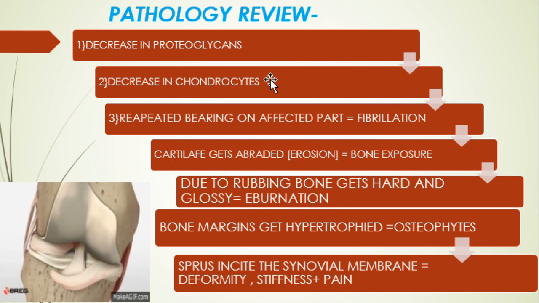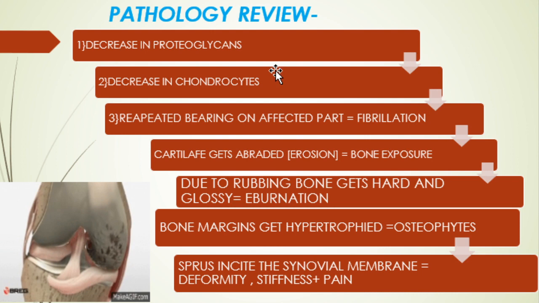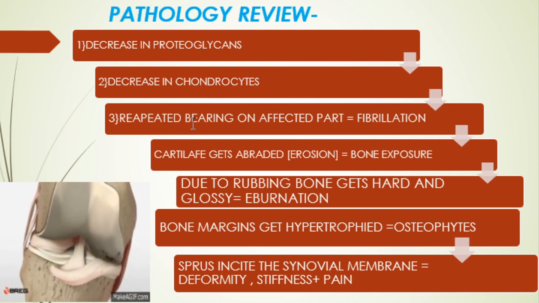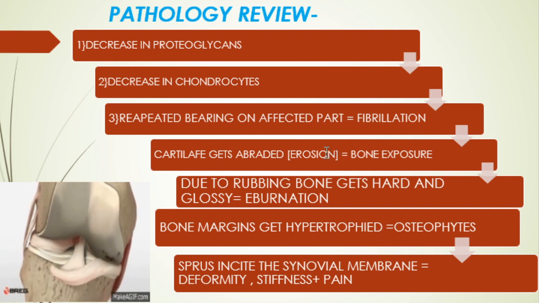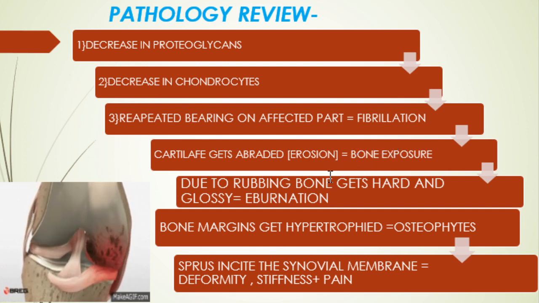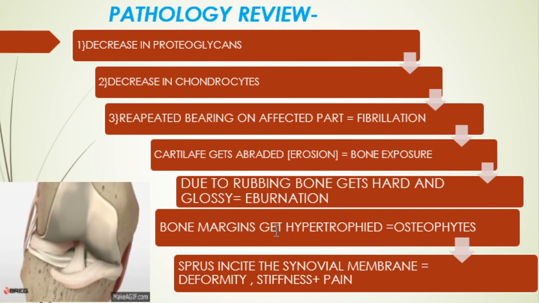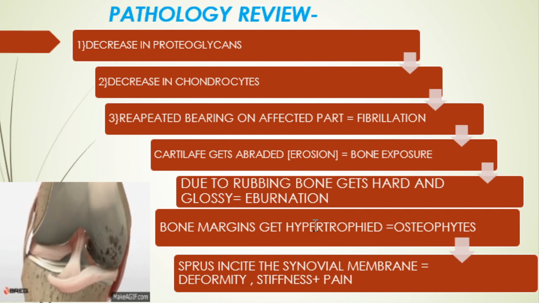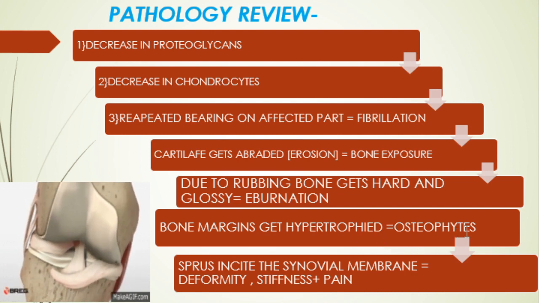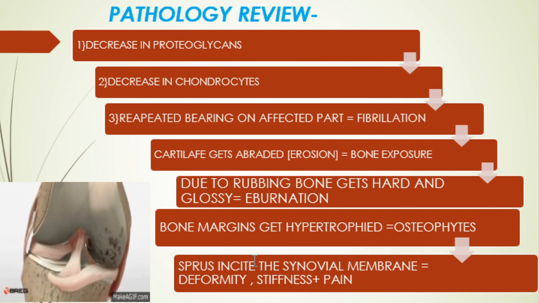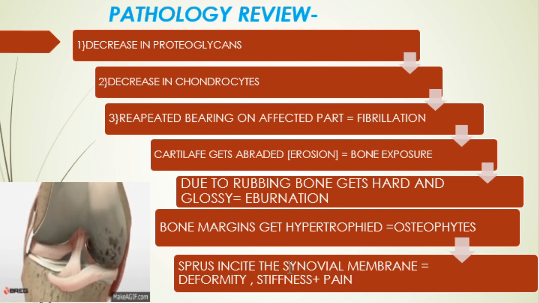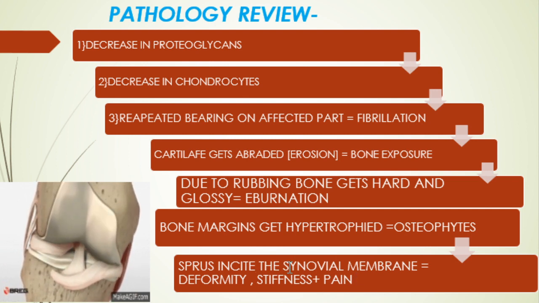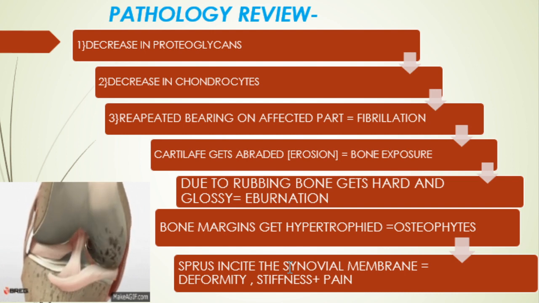Firstly, there is a decrease in the strength of the cartilage. On this weak cartilage, there is repeated bearing, which leads to fibrillation. Then fibrillation causes erosion of the cartilage, that is, abrasion of the cartilage. Then there is bone exposure, and again with rubbing, the bone margins become hypertrophied and there is production of osteophytes. These osteophytes inside the synovial membrane cause an inflammatory reaction, that is, deformity, stiffness and pain. So this is how the pathology of osteoarthritis progresses.